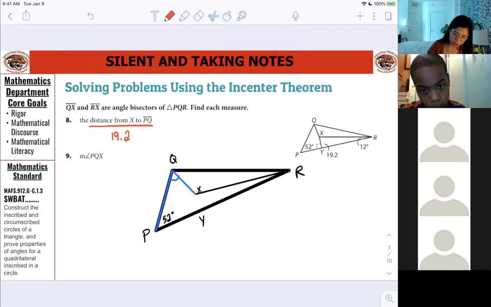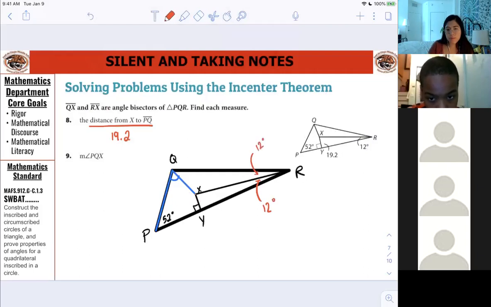I also know one more thing, which is in the diagram they give me, that this part right here, this tiny little sliver, is 12 degrees, right? So let's think about this. If that's 12 degrees, what about the little sliver on top of it? Also 12 degrees.